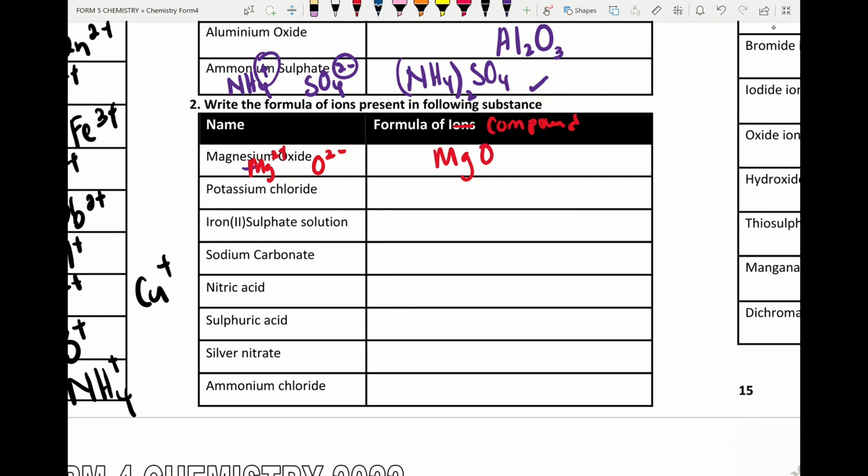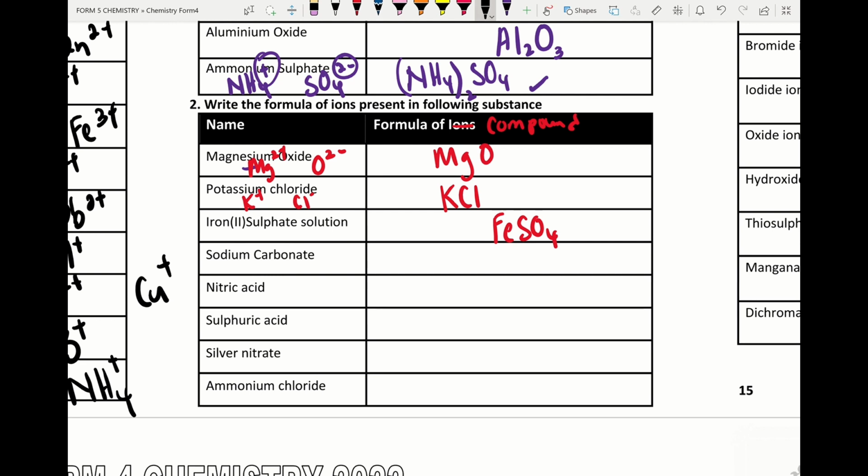Alright, so next one, we try to do potassium chloride. Potassium chloride, K+ and Cl-. So when the charge value is the same, we just put KCl. Iron(II) sulfate, Fe2+, and SO4 2-. So when the charge value 2 is the same, we cancel, and we put FeSO4.